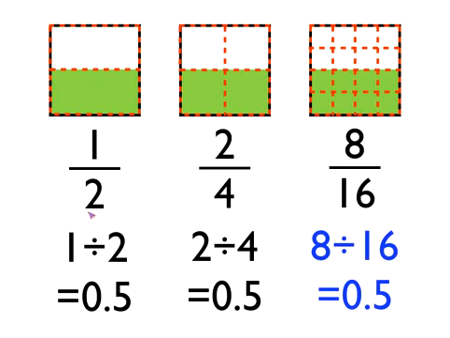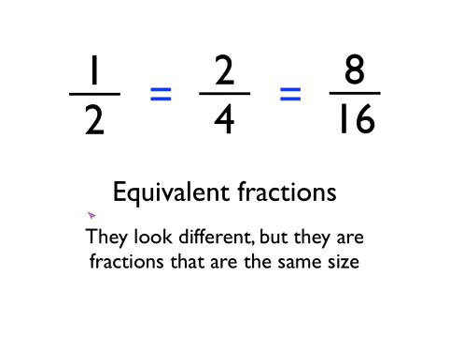So you'll see that if we look at fractions as being division sums, 1/2, 2/4 and 8/16 all give us the same answer, 0.5. So 1/2, 2/4 and 8/16 are what we call equivalent fractions. What I mean by that is they look different, they've got different numbers in them, but actually they are the same size. If you think of them as the proportion of the square that's shaded in, it was the same for all those fractions.